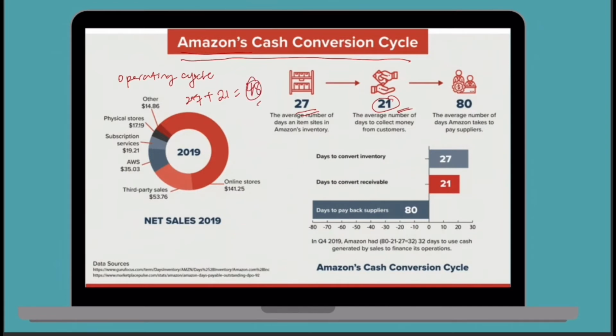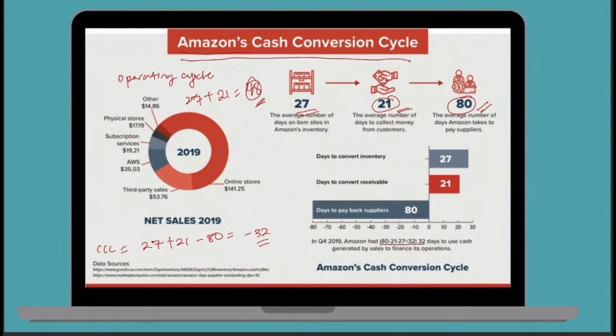So now, if you calculate for their cash conversion cycle, we need to take into account the deferred payment period, which is for their business model. They don't pay their suppliers upfront. They pay them after 80 days. So now the formula for cash conversion cycle is days inventory outstanding, which is the 27 days, plus days sales outstanding, which is the 21 days, minus the deferred payment period, which is 80 days. So basically, they have a negative 32 cash conversion cycle.